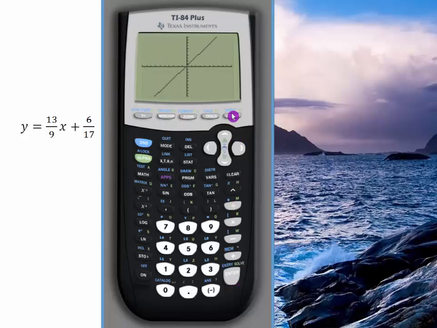Press graph to have a look. Well, this gives us an idea about what the graph looks like. It doesn't really help us plot the points. That's where the table feature comes in handy. Press 2nd graph to pull up the table.